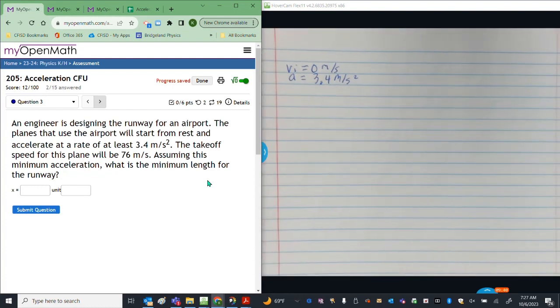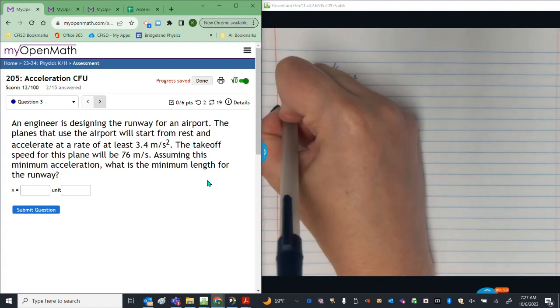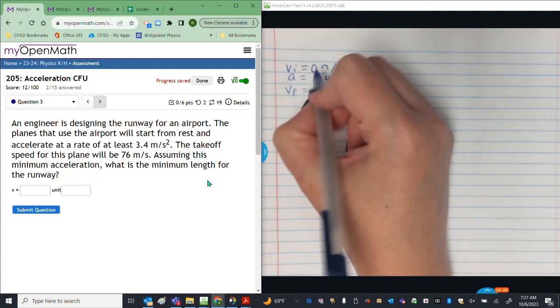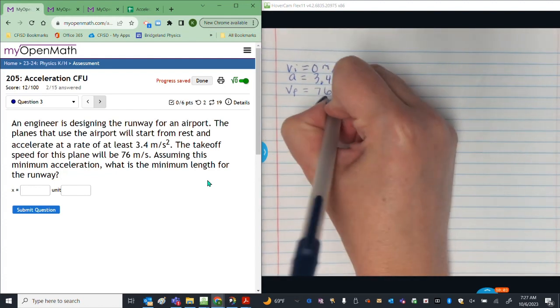Okay, the takeoff speed for the plane will be 76 meters per second. Assuming this minimum acceleration, what is the minimum length of the runway? So we're talking about the plane going along the ground, and it has to reach a certain speed before it can actually take off. So that's going to be my final velocity. My velocity at takeoff will be 76 meters per second.